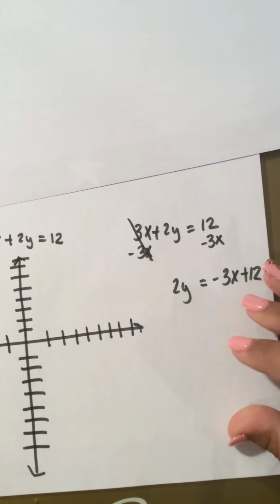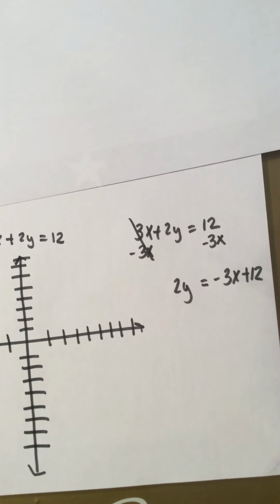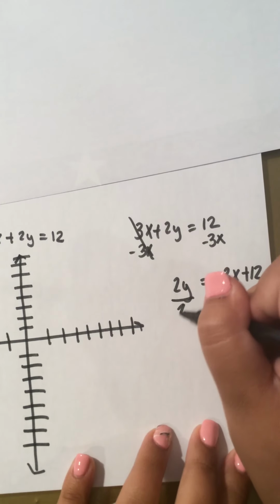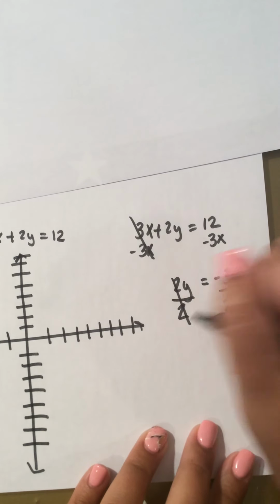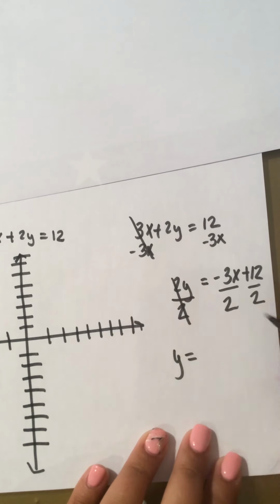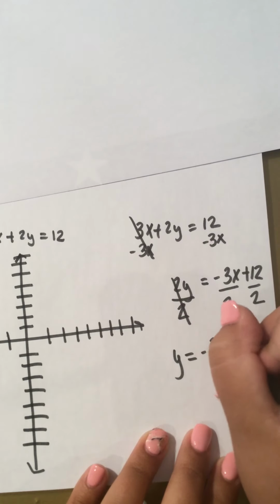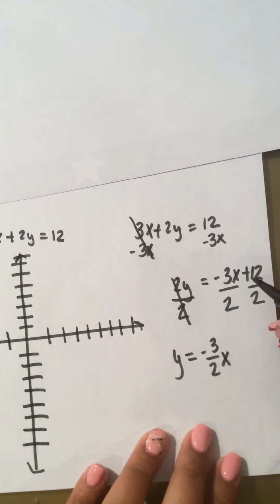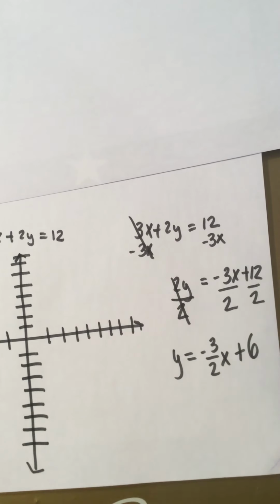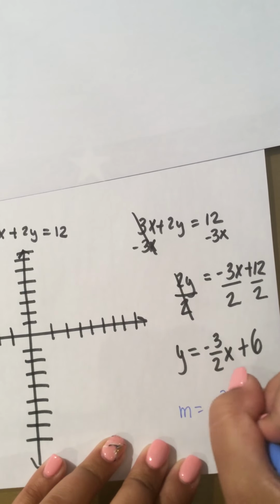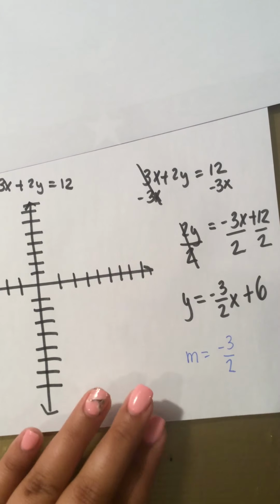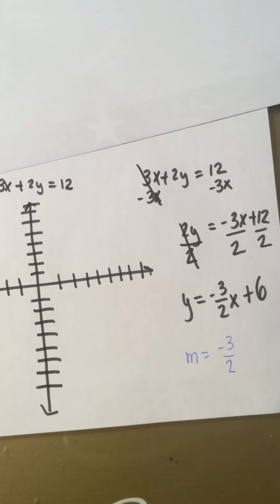I cannot combine them. They are not the same. Do not combine them. And now I'm going to divide by 2 on each term. Divide by 2, divide by 2. 2 divided by 2 cancels out, so I'm left with y equals negative 3 divided by 2, tack on the x. 12 divided by 2 is 6. So this is my equation. So now let's break it down: my slope is negative 3 over 2, and my y-intercept is 6.